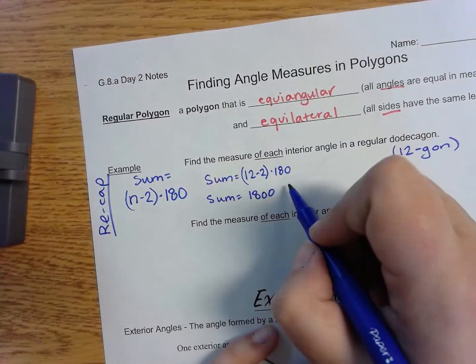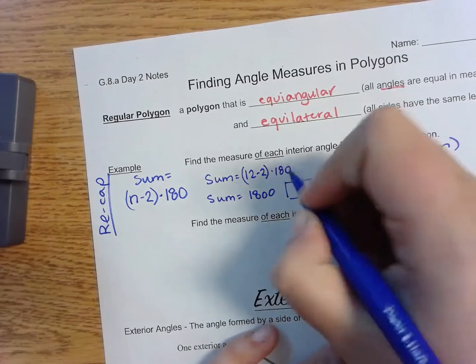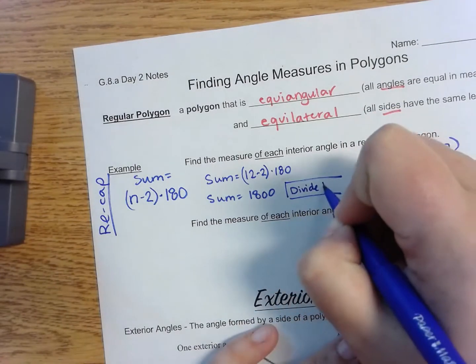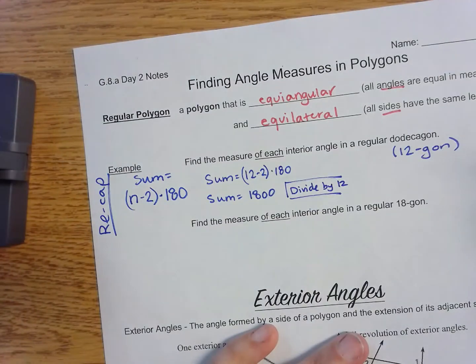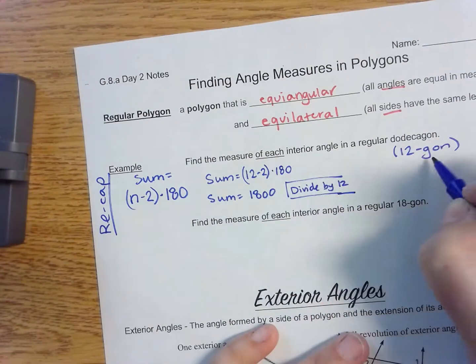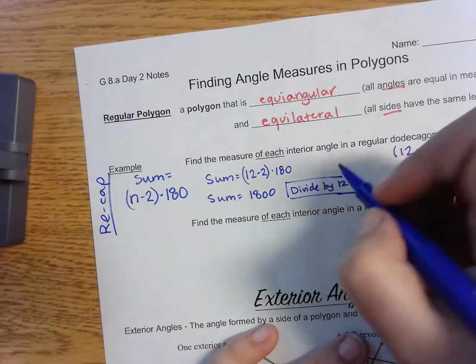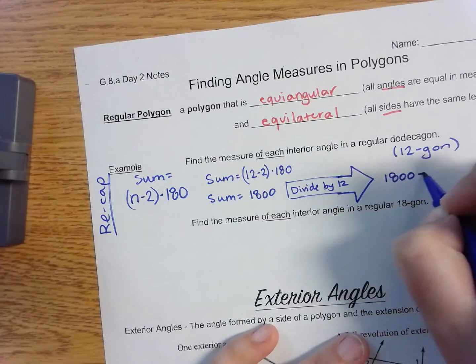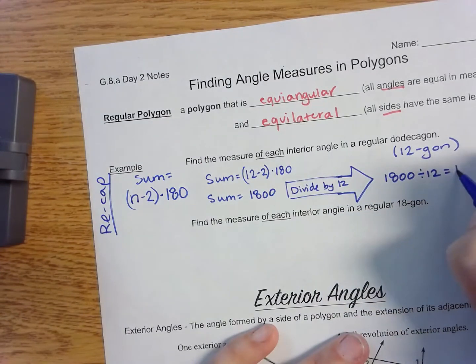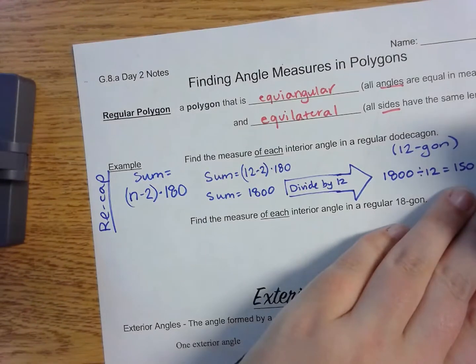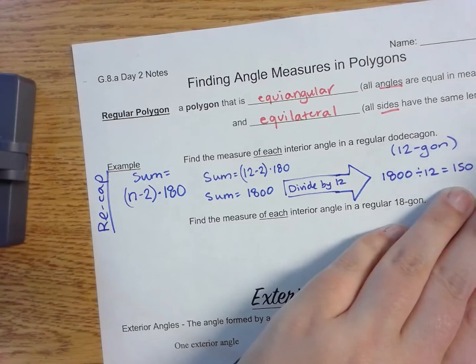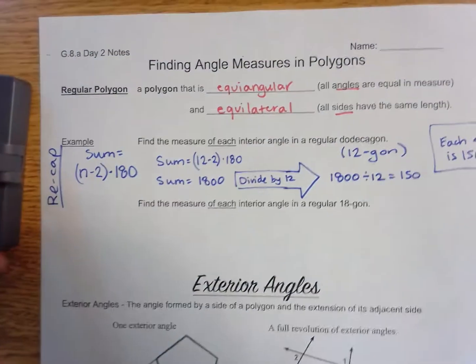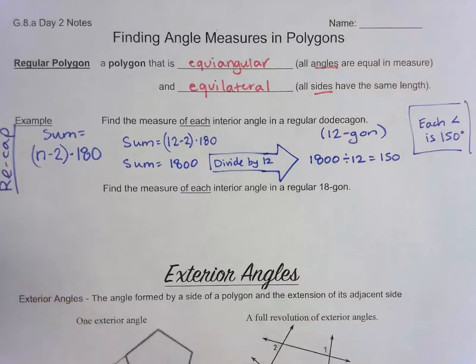And then I'm going to divide, not by 10, but by 12, the number of angles. It's still a dodecagon, right? So 1,800 divided by 12 is 150. So each angle is 150 degrees. Oops, went off the page. Sweet. Why don't you take a minute and try that next one?